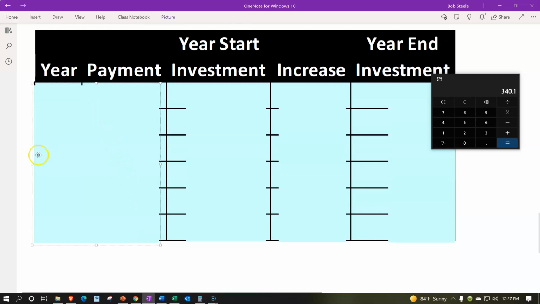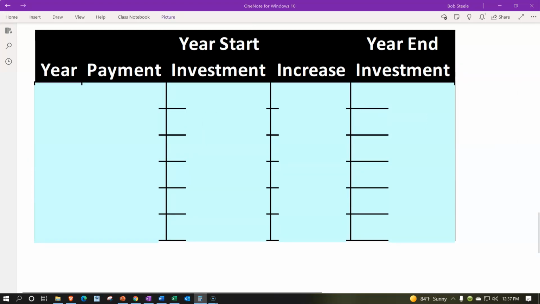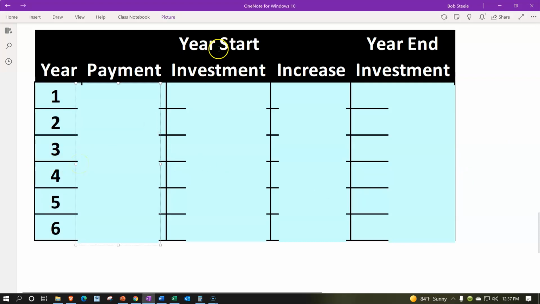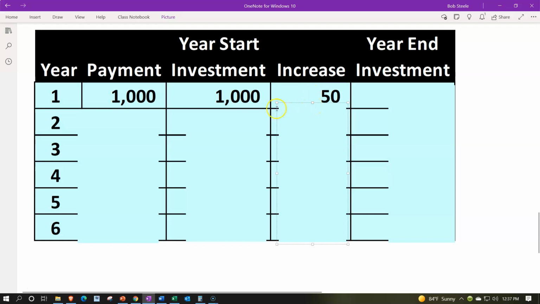We can also set up the table this way, a little bit more complex looking, but it may be easier to actually see what's going on. We've got our years from 1 to 6 again, but this time I'm going to have the start of the year versus the end of the year. So in that case, the payment's going to go in at the beginning of year 1, and our investment at the beginning of year 1 is 1,000. We can then calculate our increase, which is 5% of that 1,000, and then the year end investment total amount would be the 1,000 plus the 50 that was earned during the year, because we put that 1,000 at the beginning of the year and it earned money throughout the year.